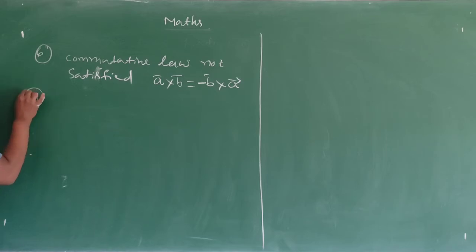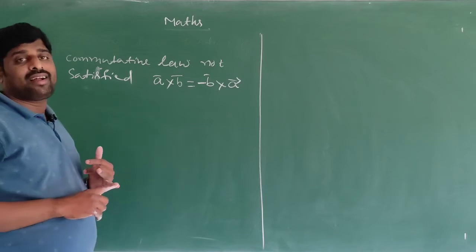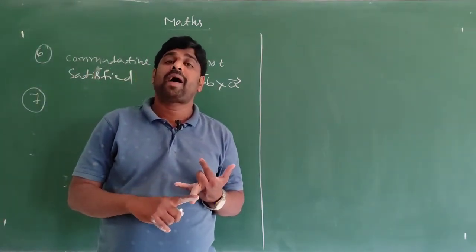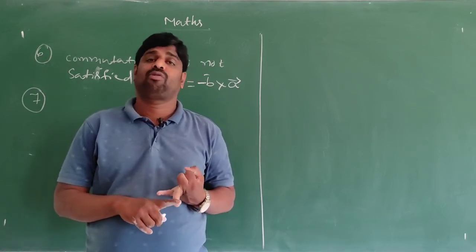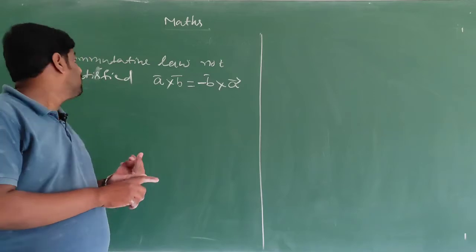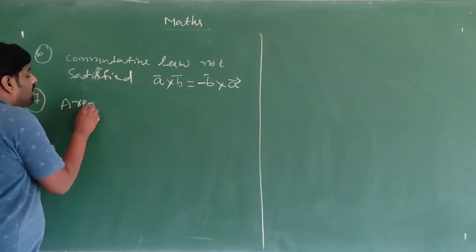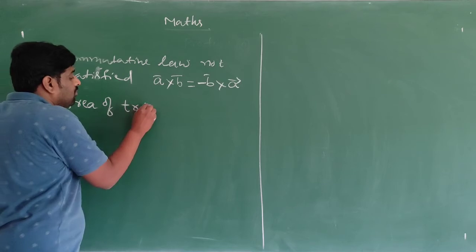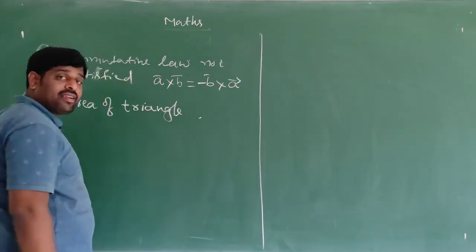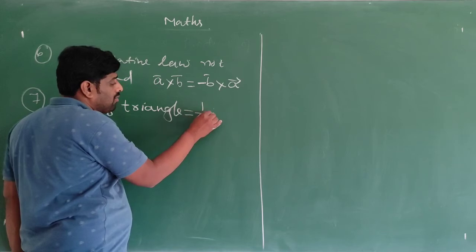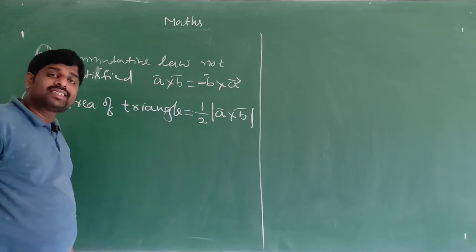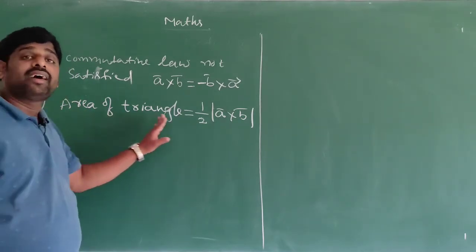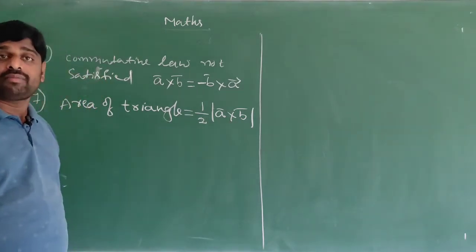Now come to point number 7. Here, area of a rectangle and area of a parallelogram by using the vector method. These two concepts are very, very important. Area of a triangle is 1 by 2 magnitude of A bar cross B bar. This is the formula for the area of a triangle by using the vector method.